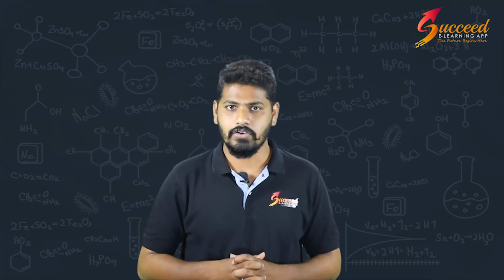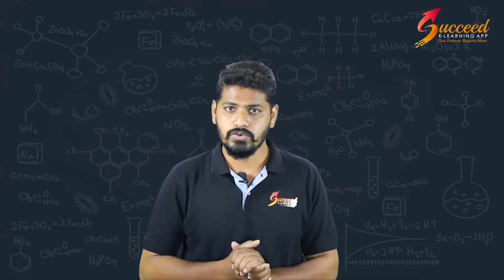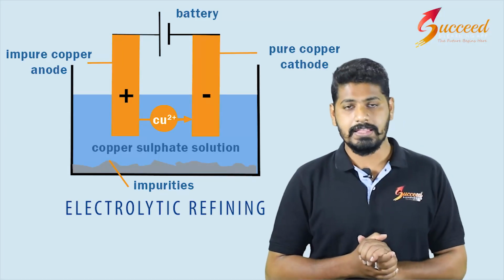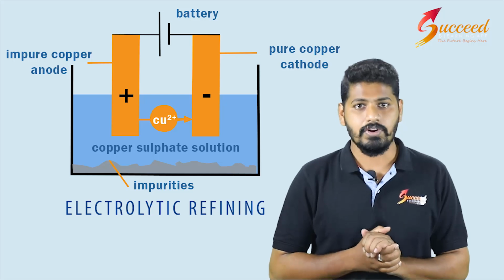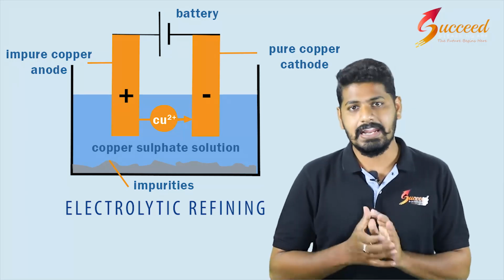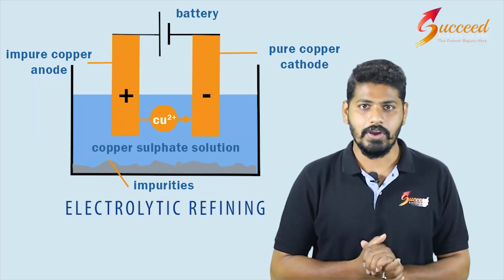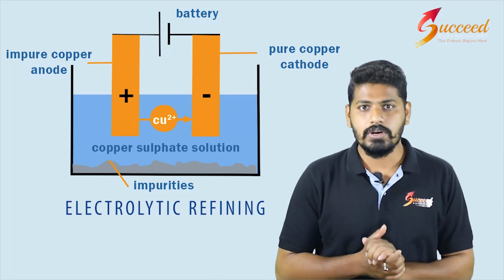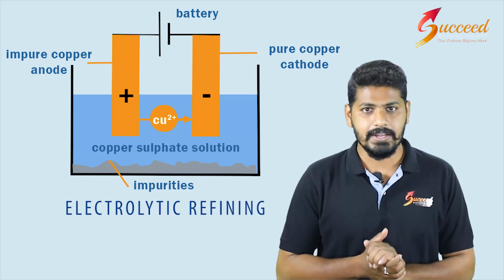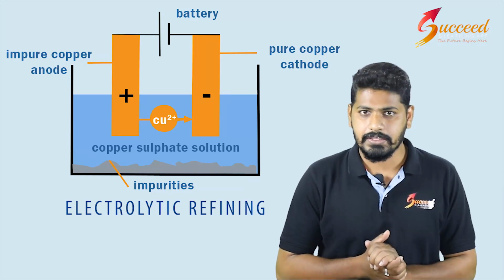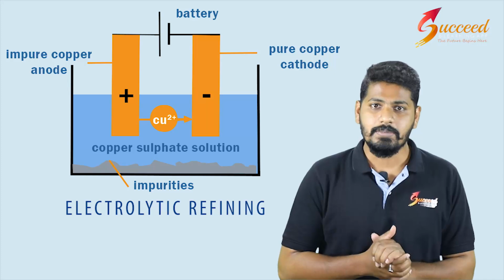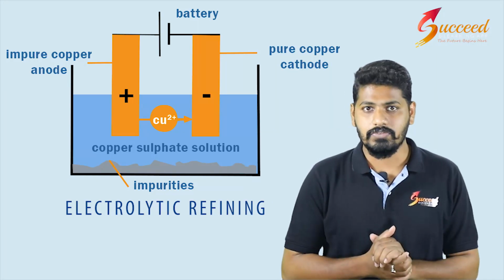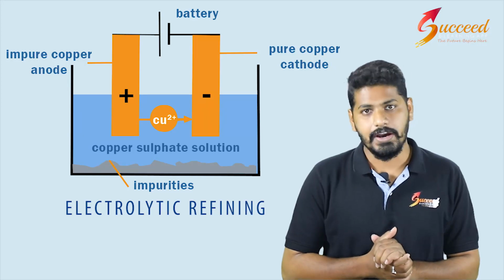After extracting a metal, we need to do some extra process called refining, because the metal we got from the extraction process still contains some amount of impurities. To remove those impurities, we need to conduct an experiment called electrolytic refining. Copper, in a very good amount, can be easily obtained by electrolytic refining.